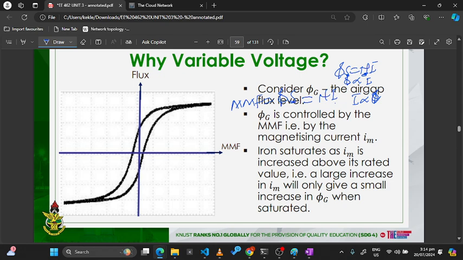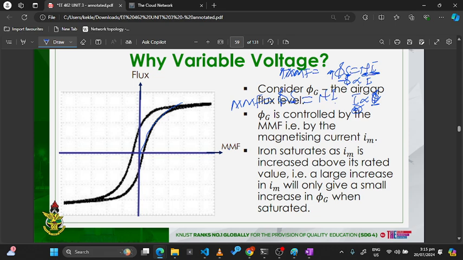Okay, so if I want to increase the flux, I need to increase the current. Is that okay? Because the number of turns is constant, and the reluctance is constant. So a change in this will result in a change in this. So that's the magnetizing curve. As I increase the MMF, because the reluctance is constant, it's going to increase this in order to balance out the equation. Is that okay? So it will be increasing until a certain point.